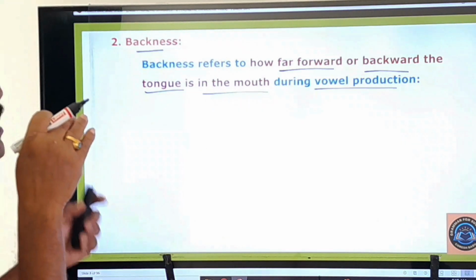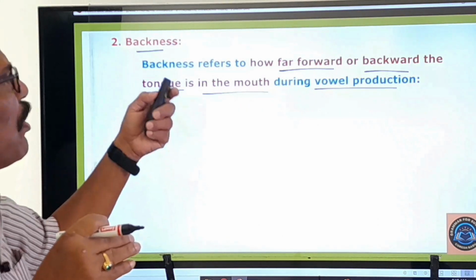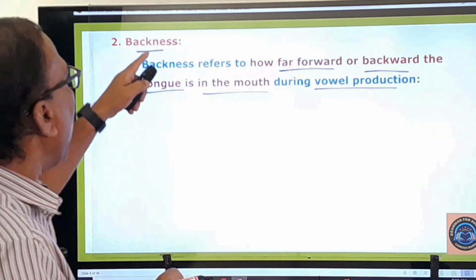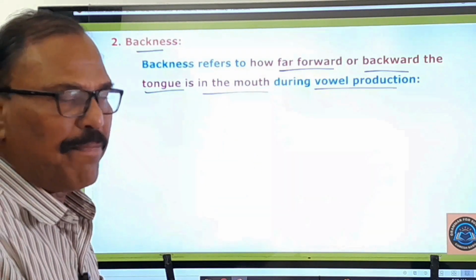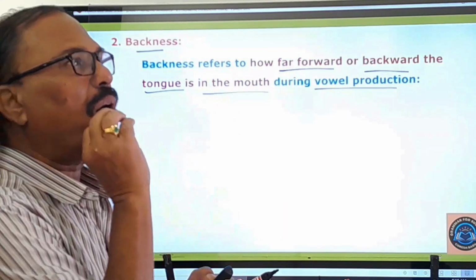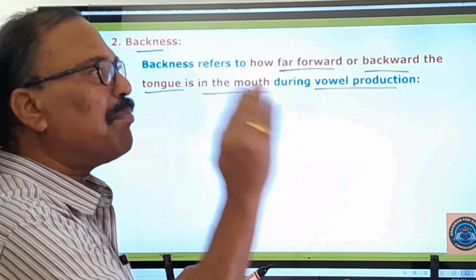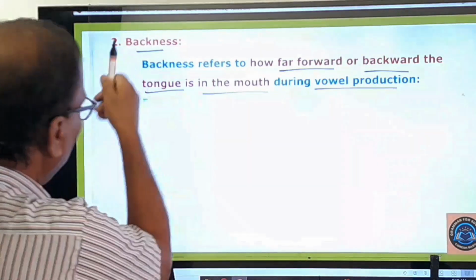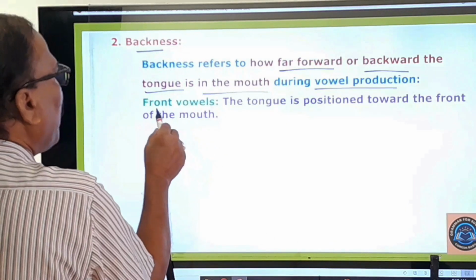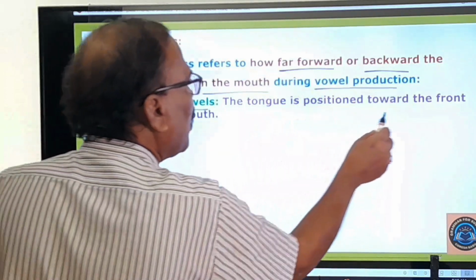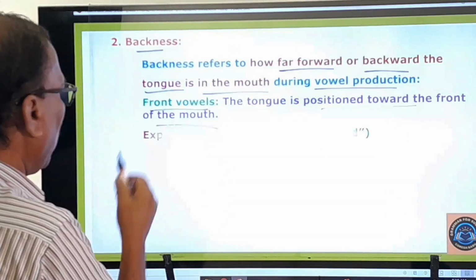So that is during the production of certain vowels. So this backness refers only to that. Okay, backness refers to how forward or backward the tongue moves in the production of certain vowels. Front vowels, that means the tongue moves forward in the production of certain vowels. So front vowels, what are they?